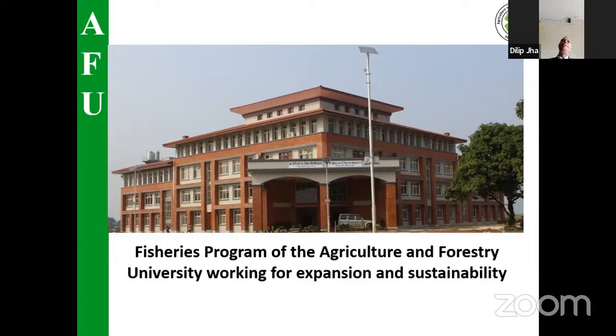flourish the quality education. So this is the only university in Nepal to cater a fisheries program. We have a 4 years Bachelor of Agriculture program, 2 years Masters, and 3 years PhD program in agriculture. Similarly, in the fisheries program, we have a 4 years Bachelor in Fisheries program, a 2 years Master program, and a 3 years doctoral program, a PhD.